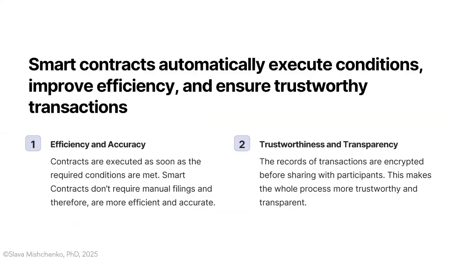The next slide. Now let me highlight 2 fundamental aspects that make smart contracts a game changer in modern business transactions. So I've seen these benefits transform operations across various industries, actually. First, let's talk about efficiency and accuracy.